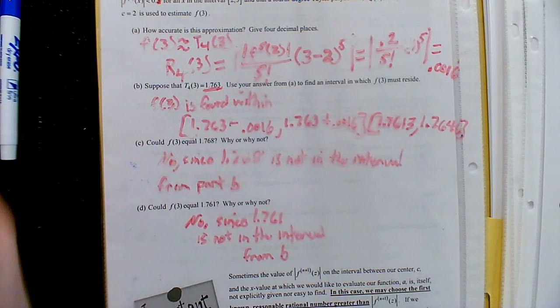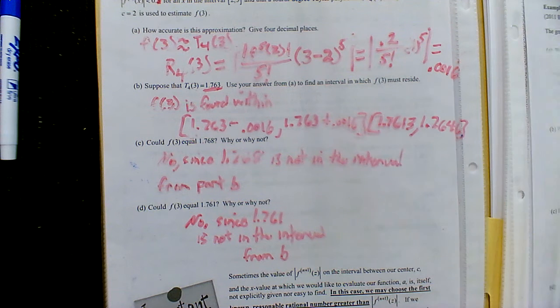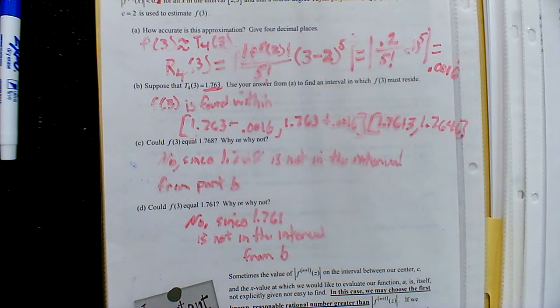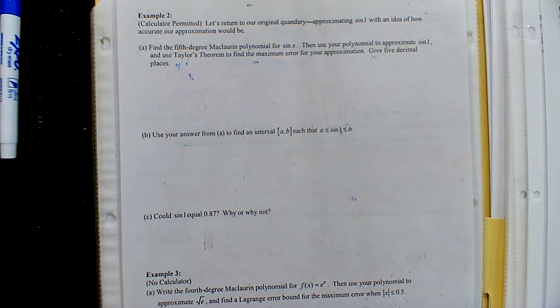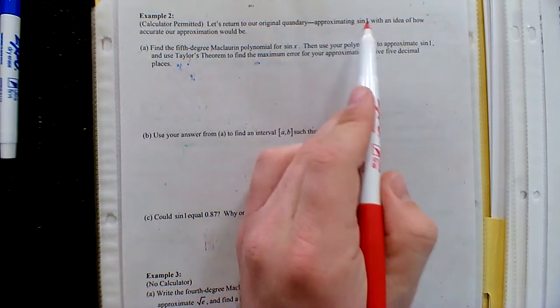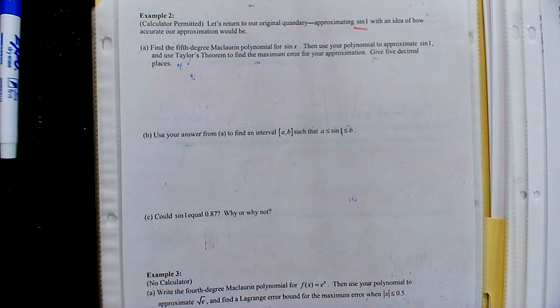Okay. So example 2 is similar. It's going to be the same type of problem, just a different function. So if we're ready to go on to example 2, any questions? All right, let's try example 2 then. Again, calculator permitted question. So again, this problem is about approximating sine of 1. And we want to know how accurate our approximation is.